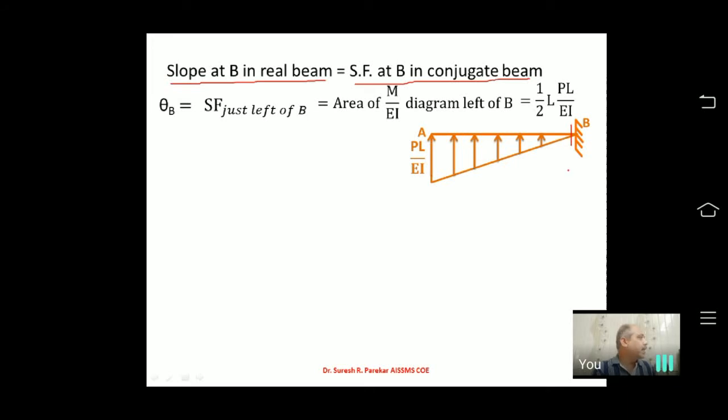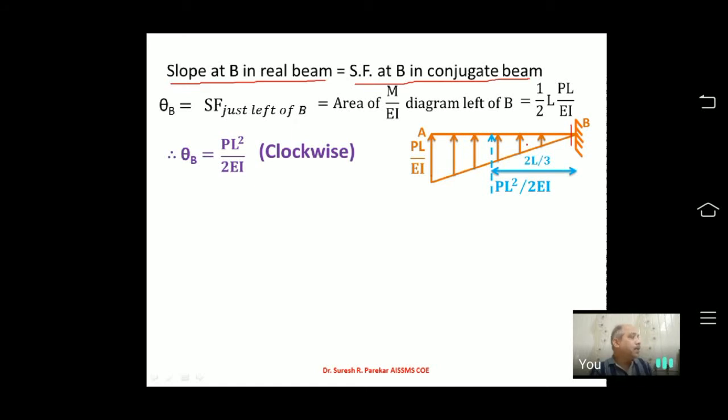So what will I get? The area of this M by EI diagram. What will be the area? For the triangle, the area is 1/2 L into PL upon EI. So what will be the value of theta B? We have theta B equal to PL square upon 2EI. That is clockwise because I got the value as plus, shear force as plus, so it is clockwise.